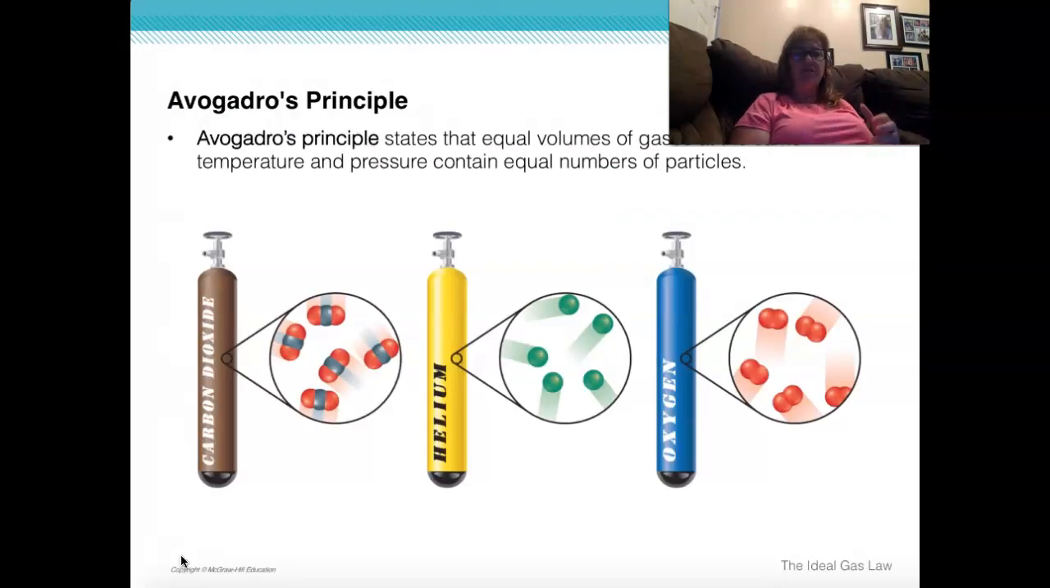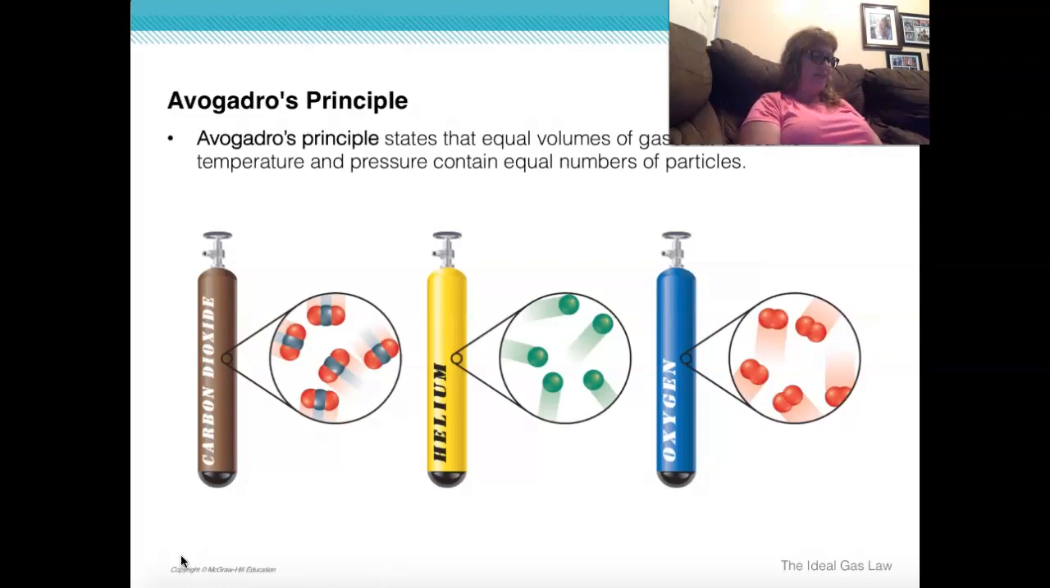So Avogadro's principle stated that equal volumes of gas, if they are at the same temperature and pressure, must contain the same number of particles. This idea is what gave way to his understanding of molar volume, right? So let's look at this. If each of these canisters of gases are definitely the same volume, and I'm telling you they're at the same temperature and pressure, that means I have the same number of particles. And if you look at our model, you can see that that's true.